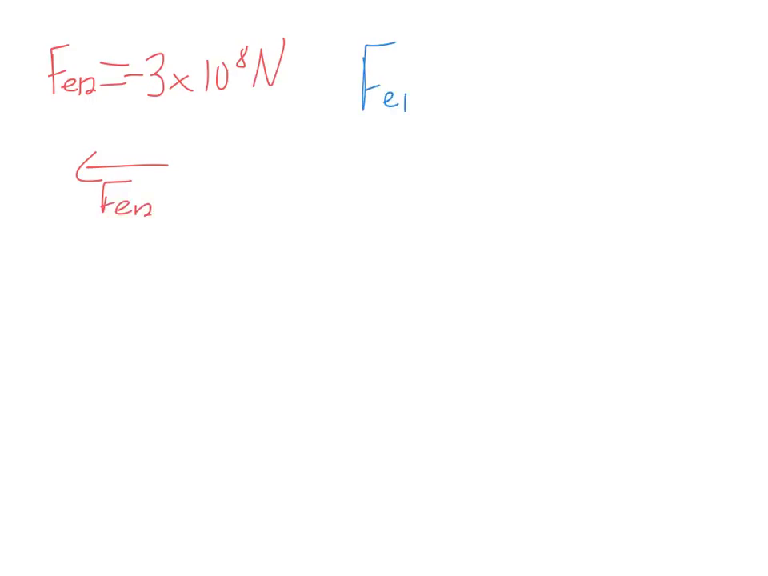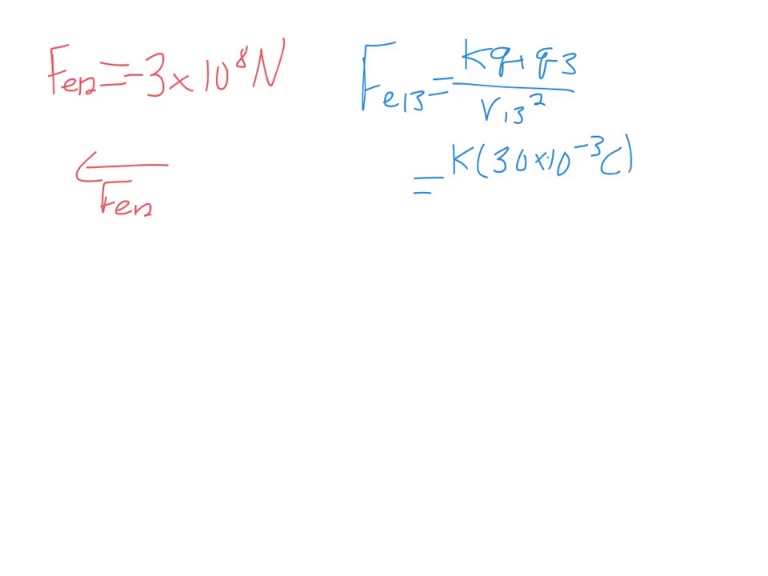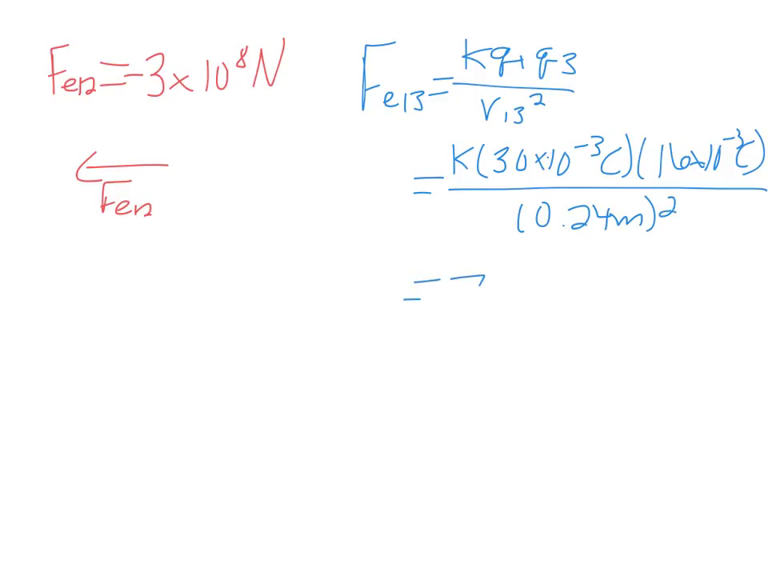Now looking at the electric force between 1 and 3, this is K Q1 Q3 over R13 squared. So this equals K, 30 times 10 to the negative third coulombs, times 16 times 10 to the negative third coulombs, over 0.24 meters squared. And this comes out to 7.5 times 10 to the 7th newtons. That force pointed to the right and it was smaller, so this will be positive.